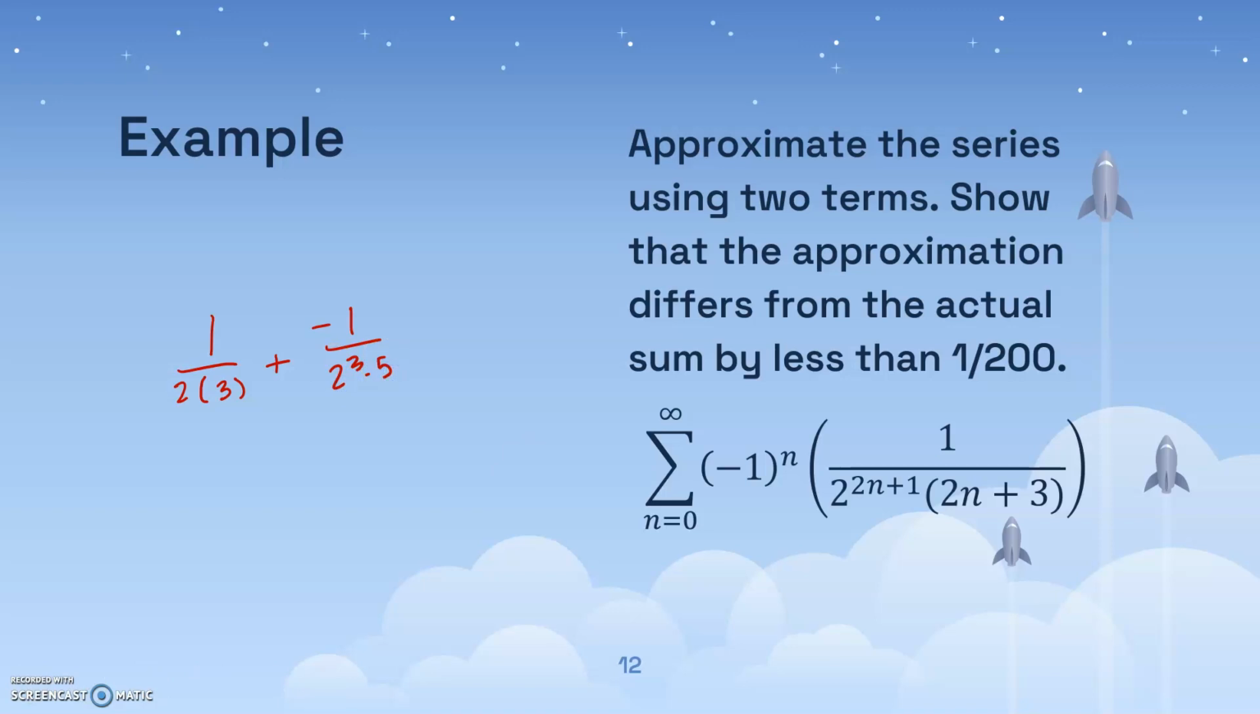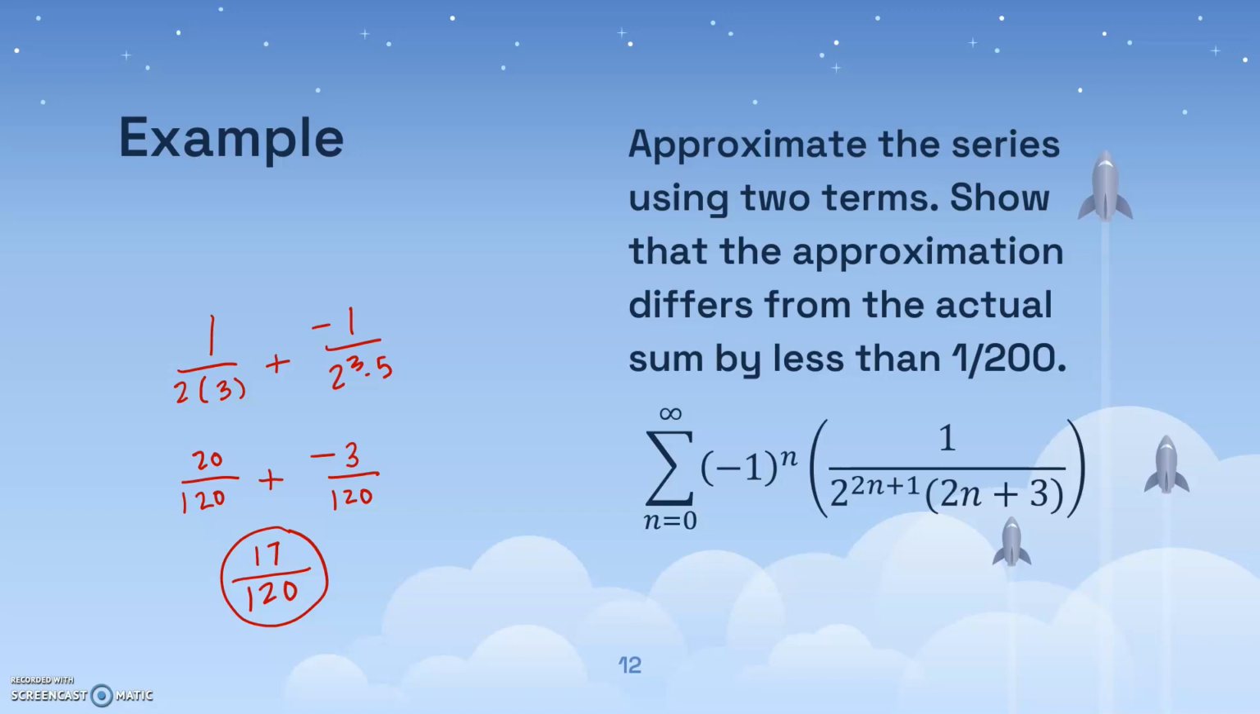So if we add those together, we're going to use a common denominator of 120. This would be 1/6, so we'd have 20 over 120. And this would be 1/40th, so we multiply by 3 and we have 3 over 120. And so our estimate is 17 over 120. Okay? So this is our estimate, and now we want to show that it is no worse than 1/200th of the actual value.